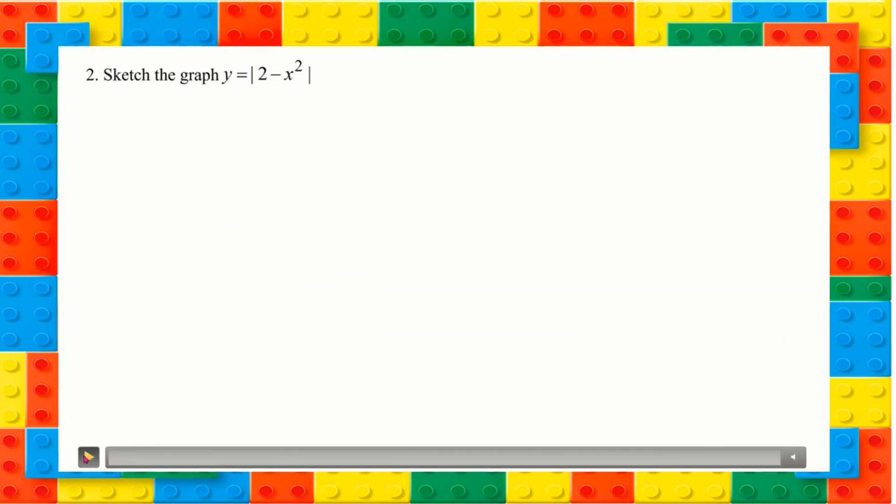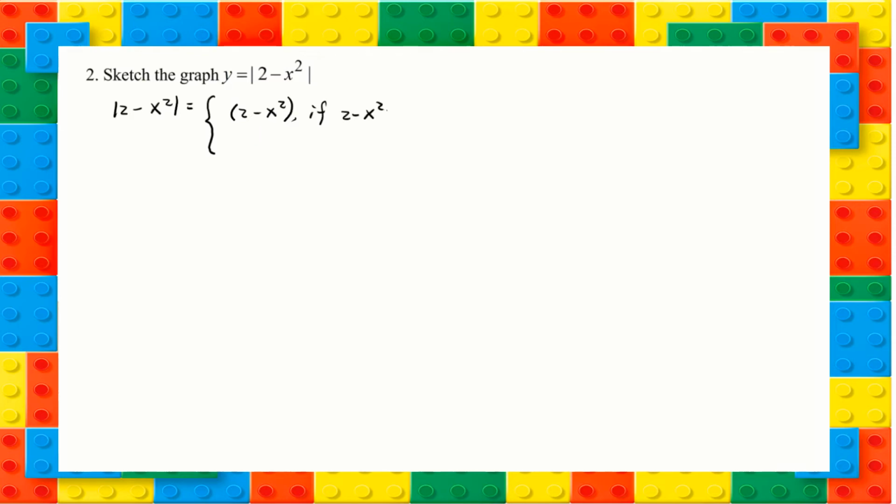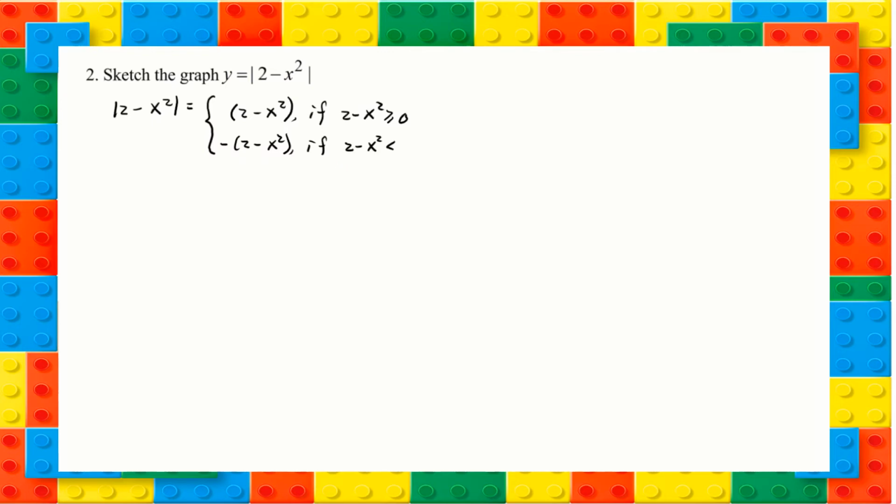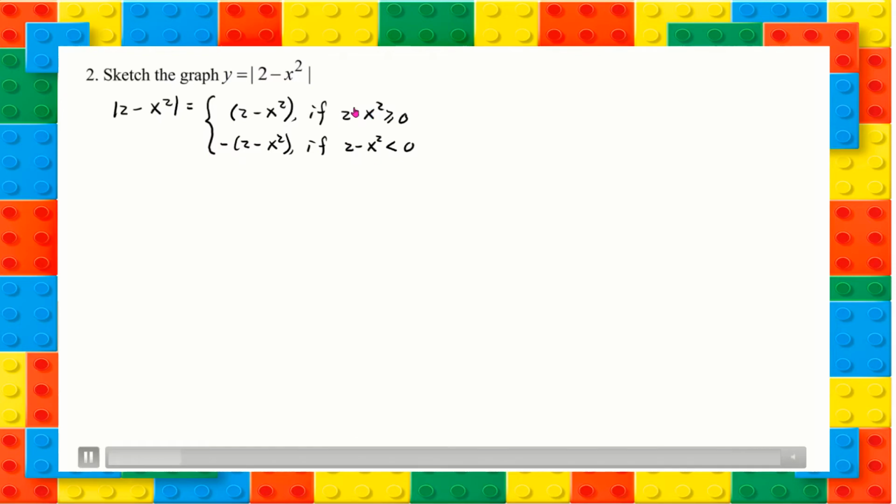In this example, we try to sketch the graph for modulus 2 minus x squared. First, we need to change modulus 2 minus x squared into non-modulus, and we will get positive 2 minus x squared if 2 minus x squared is greater than 0, or we will get negative 2 minus x squared if 2 minus x squared is less than 0. So now we need to simplify this inequality in order to get the range of value of x.